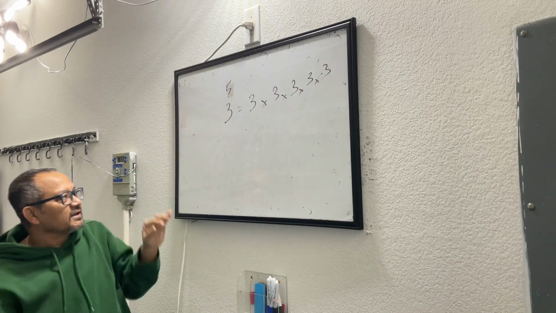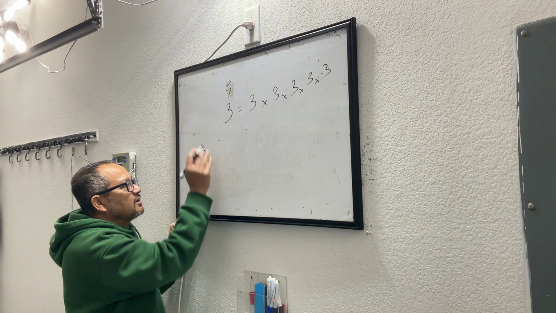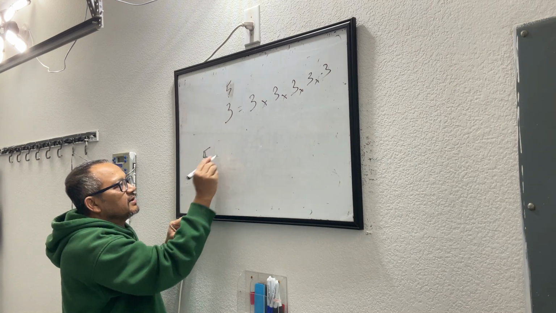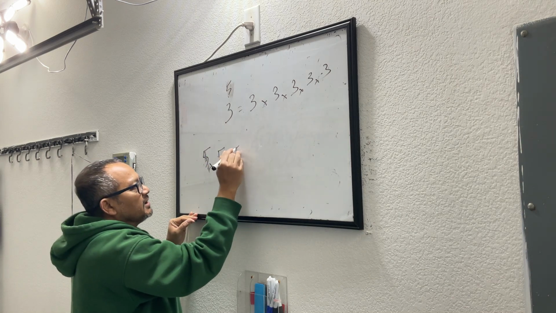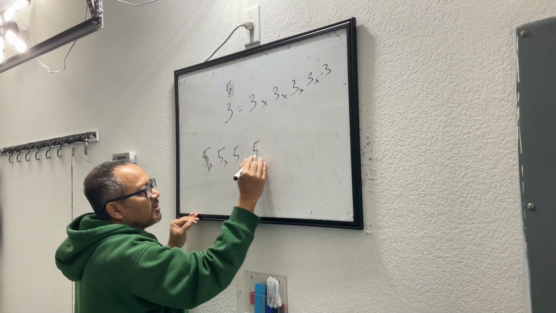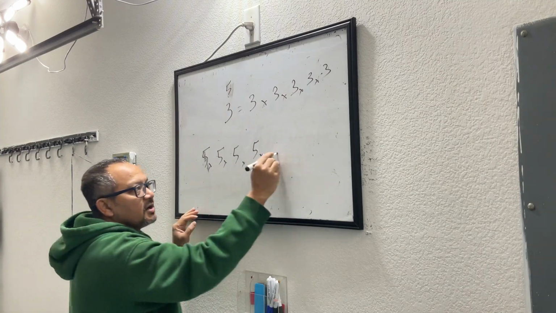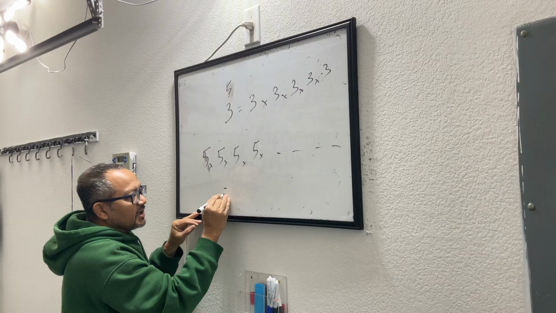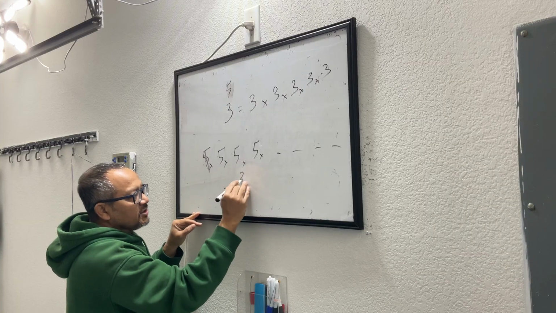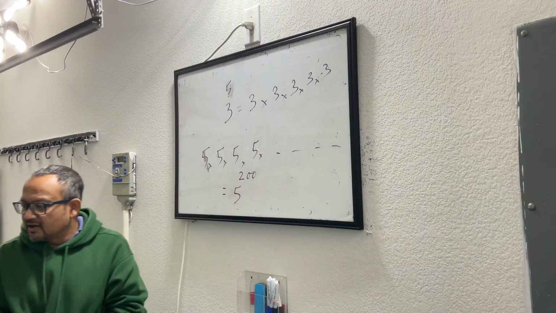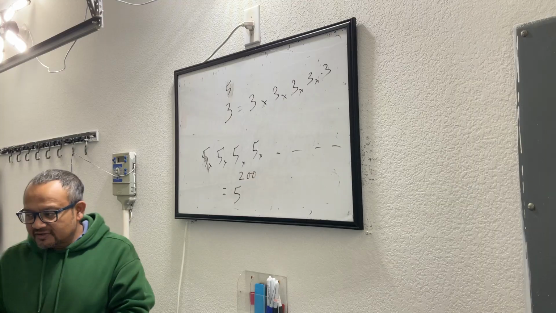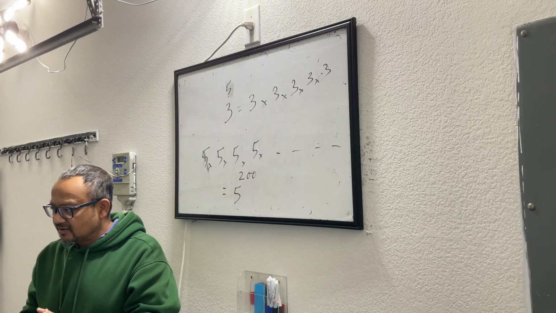So tomorrow, if you have to multiply 5 with itself 200 times, my marker will give up and it might run out of ink, but I can use an easier method for writing it down without stressing out my marker. Correct? Everybody with me?